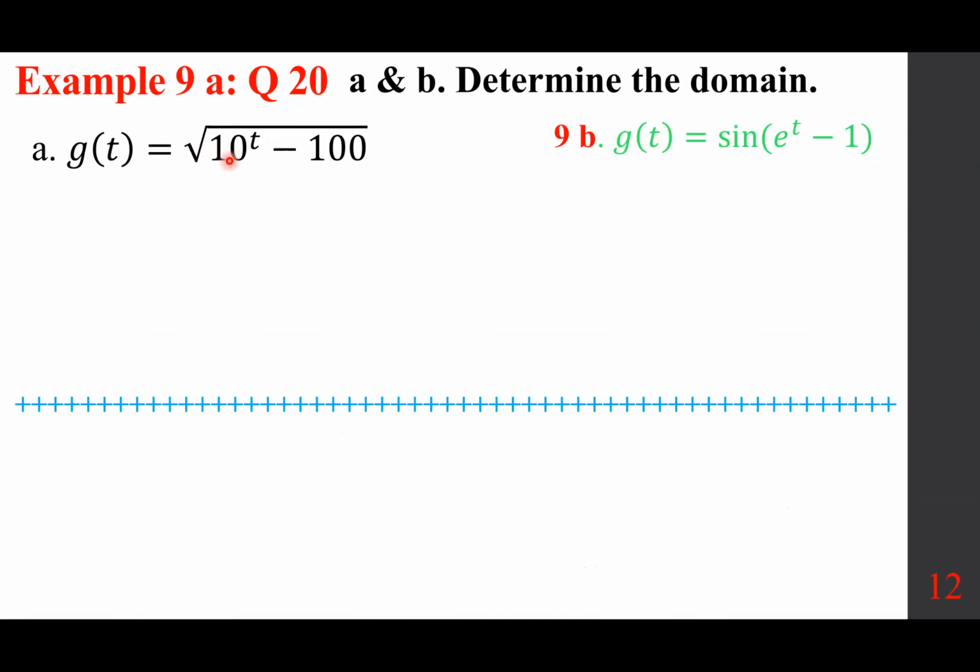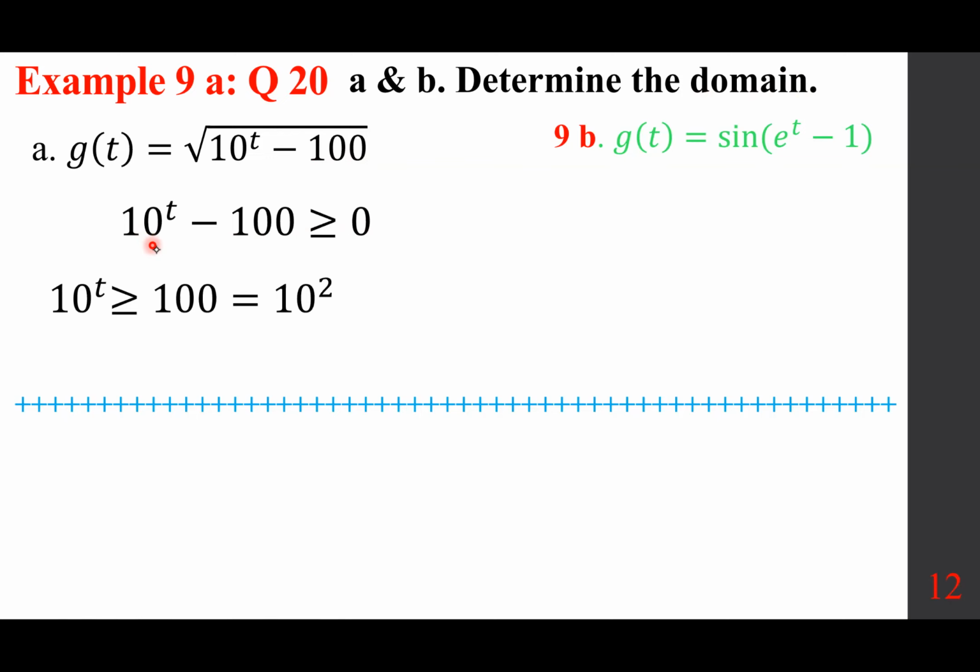G of t is given as the square root of 10 to the power of t minus 100, and we want to come up with the domain. Since it's a square root, the index is even, so you set the radicand larger than or equal to 0. I'm going to move this to the other side. Since the base is 10, I'm going to make 100 into 10 squared. Therefore, t is larger than or equal to 2. We can say 2 to infinity if you want to write it in interval format.